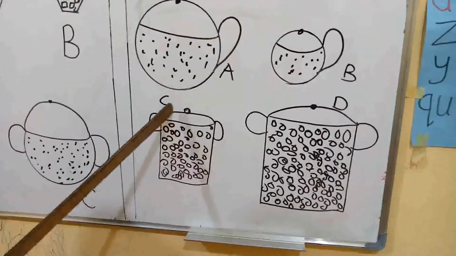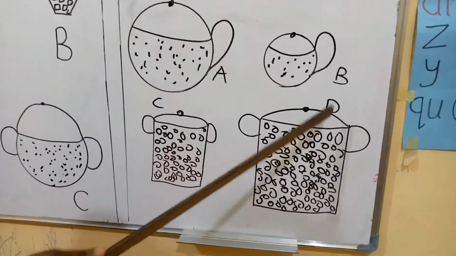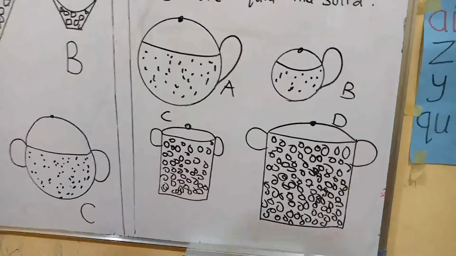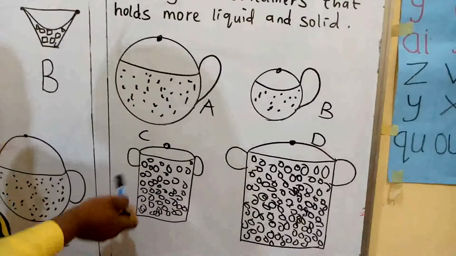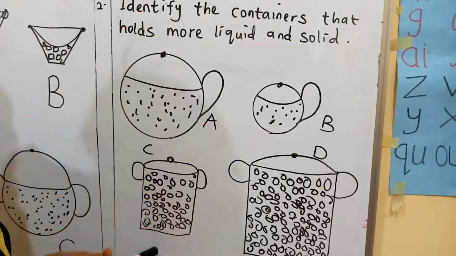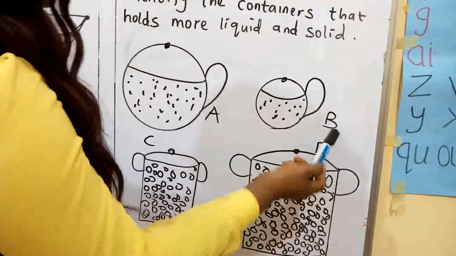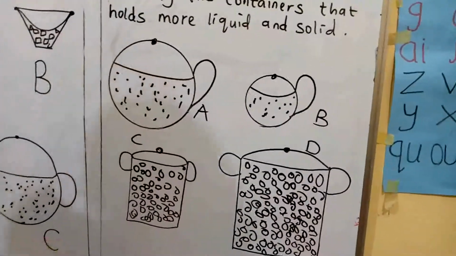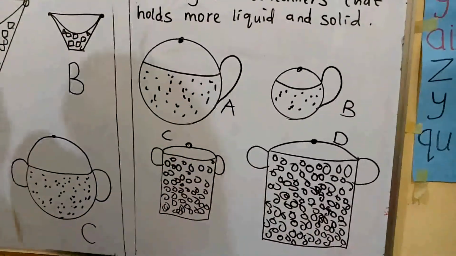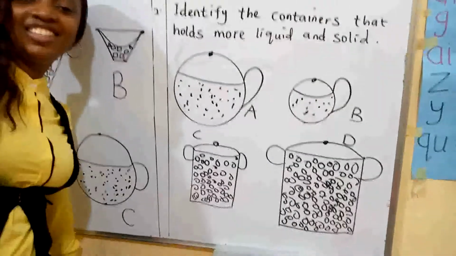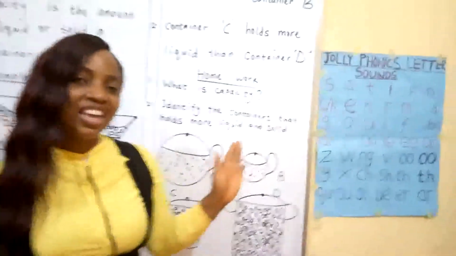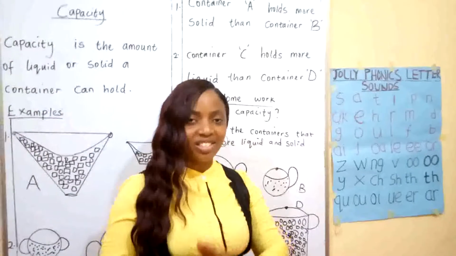Okay? The next containers hold solid. Container C holds solid and container D also holds solid. So you're going to identify it by doing what? You either circle C if it is C or circle D if it is D that holds more solid. Okay, you're going to do that with your best writing, your best handwriting in your exercise book.